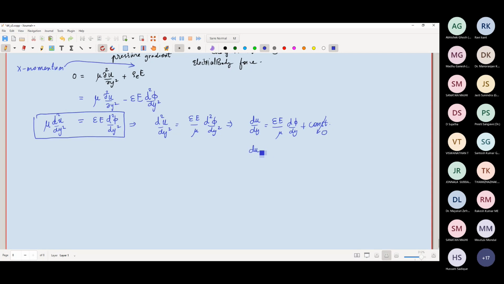So we have du dy is equal to epsilon e over mu d phi dy, and when we integrate this one more time, we get u equal to epsilon e over mu times phi plus constant. Now how can we evaluate this? What kind of boundary condition can we apply here?